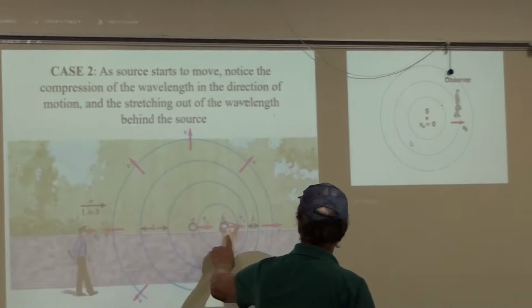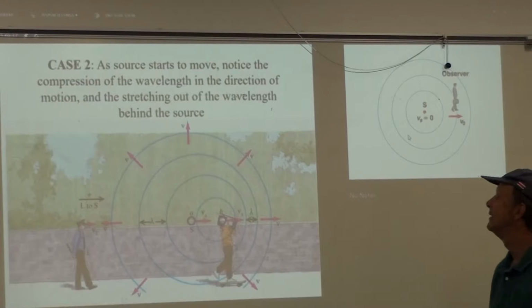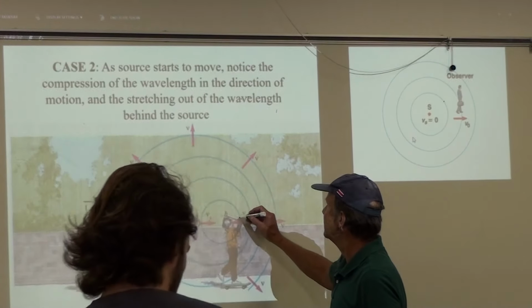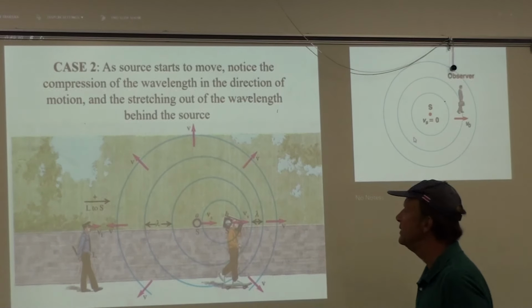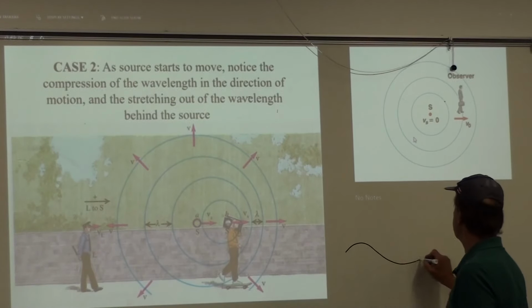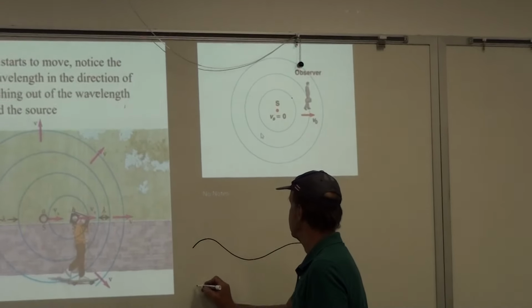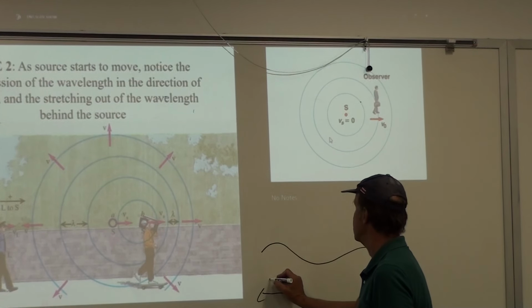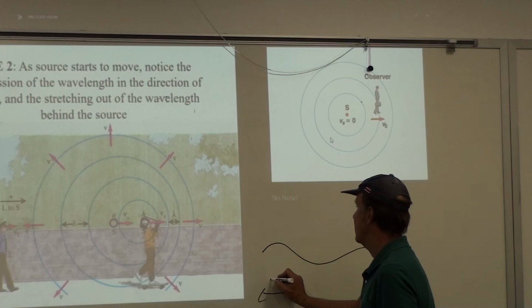But now, this guy goes, I'm getting out of here. And so as he moves, notice that the wavelength is shortened on the near side and is lengthened on the far side. Why? Because in the amount of time that it takes to produce one cycle of the wave, you've moved this distance, and that distance is equal to the velocity of the source times the period of the wave.